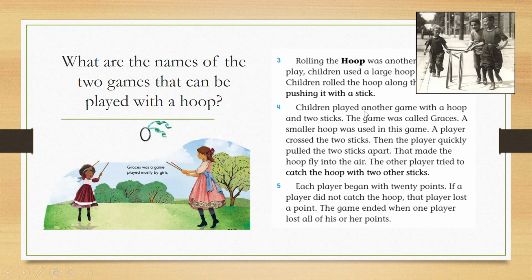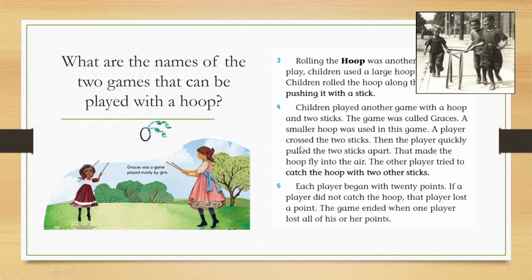Children played another game with a hoop. ¿Ok? Hoop es un aro. ¿Ok? Esto es el aro, hoop. And two sticks. The game was called graces. A smaller hoop was used in this game. Ok, entonces había otro juego que se llamaba Graces, que utilizaban un pequeño aro y dos palitos.